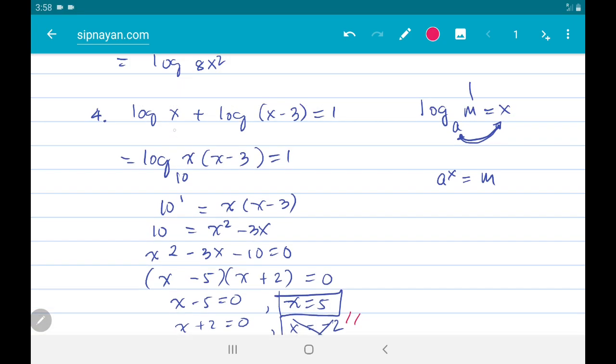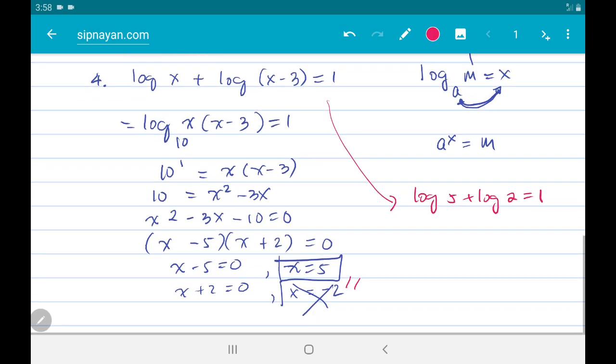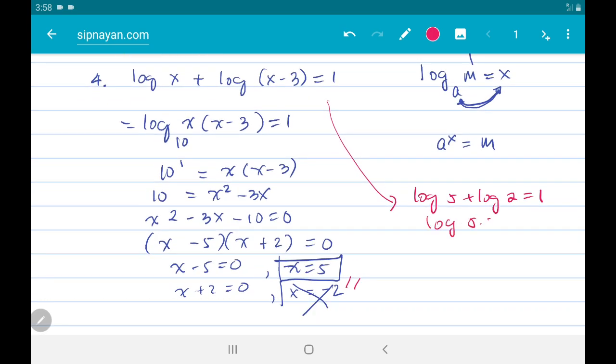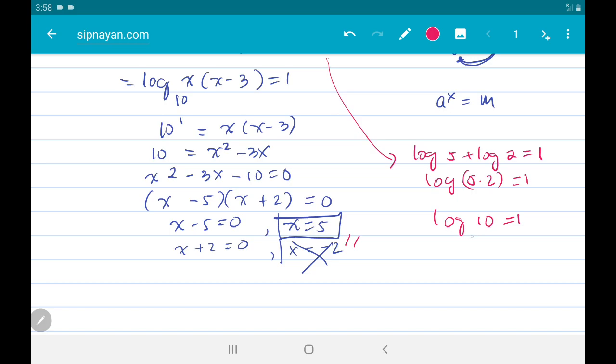So, pwede nyo i-try, logarithm of 5 plus logarithm of 2 equals 1. Pwede natin i-check yung value. So, logarithm of, ang x natin 5, plus logarithm of 5 minus 3 is 2 is equal to 1. So, magiging logarithm of 5 times 2 is equal to 1. And logarithm of 10 is equal to 1, which is correct. Kasi, ano ang number na i-erase mo sa 1 para maging 10? 10 din. 10 to the 1 is 10. Okay, so tama yung x equals 5.